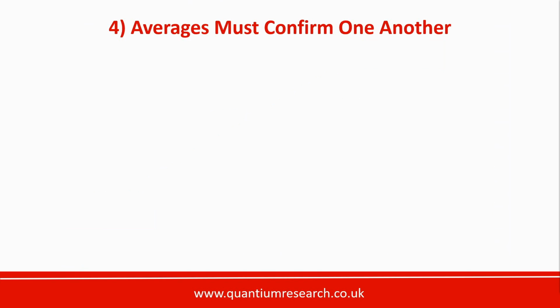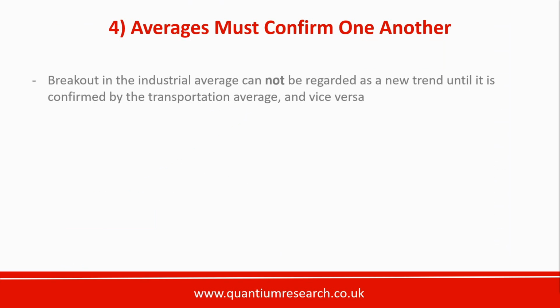But the averages must confirm one another, being the fourth. So remember, the averages that we're talking about in this case include the Dow Jones Industrial Average and the Dow Jones Transportation Average. This tenet means that a buy or sell signal in one of the indexes must be confirmed by a signal in the other index.